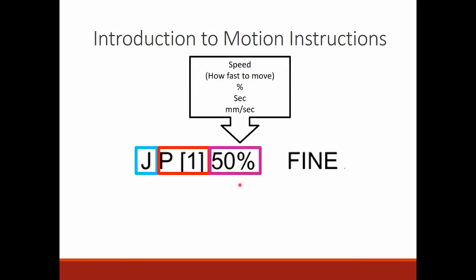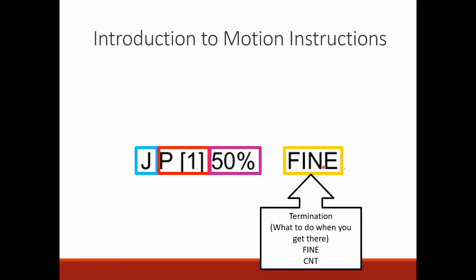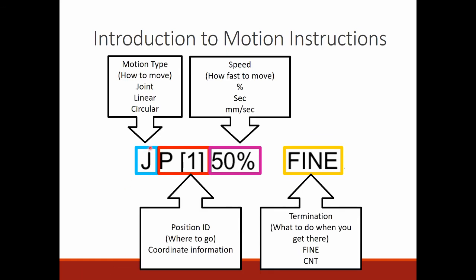The next component is our speed. This indicates how fast the robot is going to travel to that location. And then our next component is our termination type, whether it's going to stop at that location or just do a flyby, coming near that location but then moving on. So to summarize the components of a motion instruction, we have our motion type, our position ID, the speed, and the termination type. Those four components generally make up a particular motion statement.